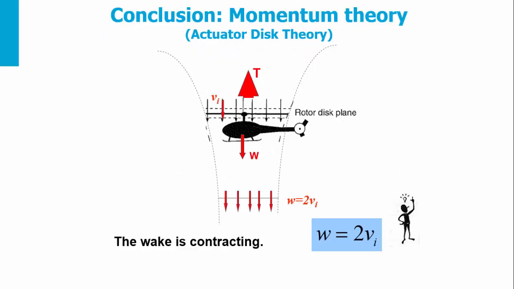The main conclusion of the actuator disk theory is that the wake is contracting. The velocity of the flow, the air, is accelerated at the level of the rotor, and down in the wake it is contracting. The velocity down in the wake is twice the induced velocity at the level of the rotor. For this, you will need to have a look at the demonstration of the actuator disk theory for hover.